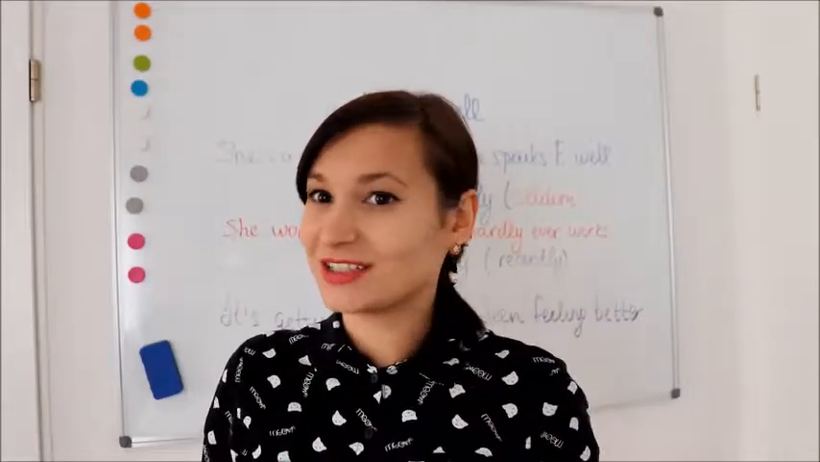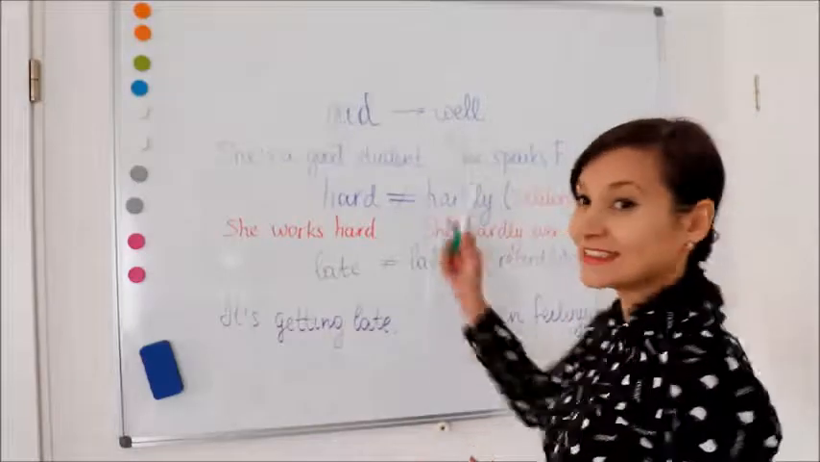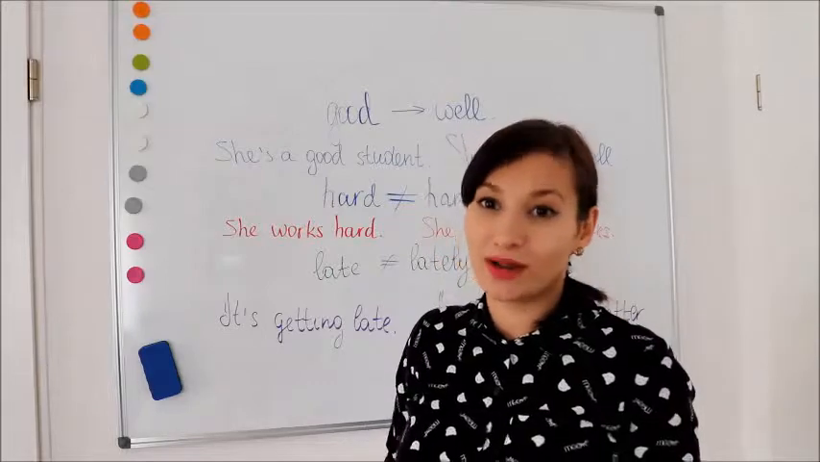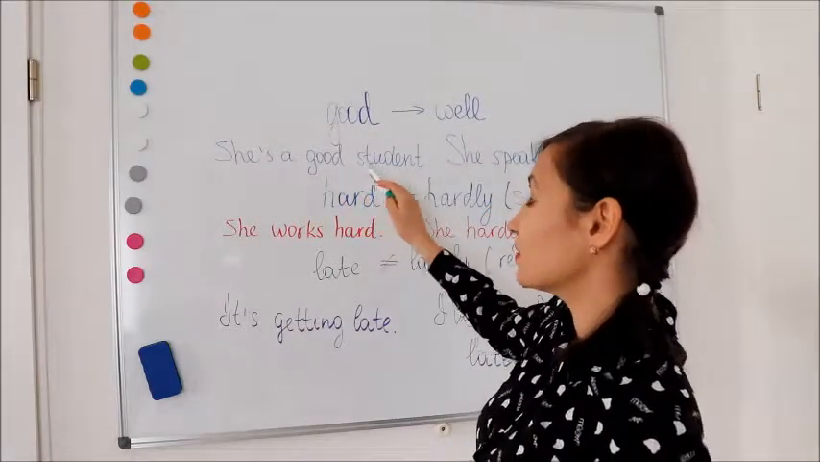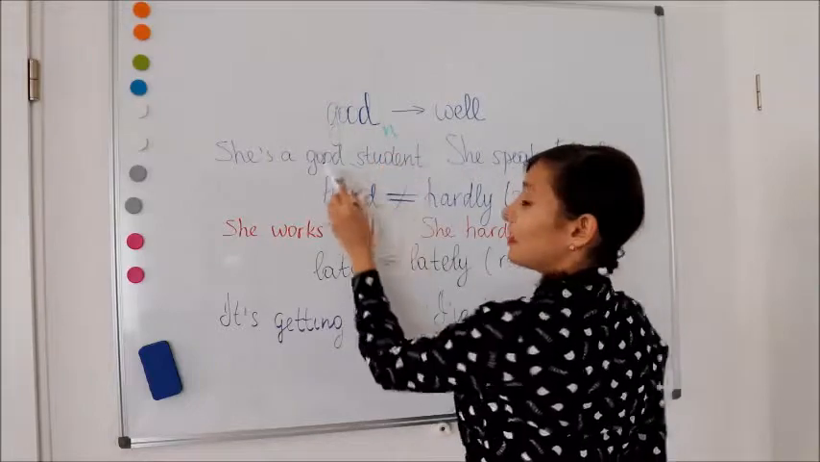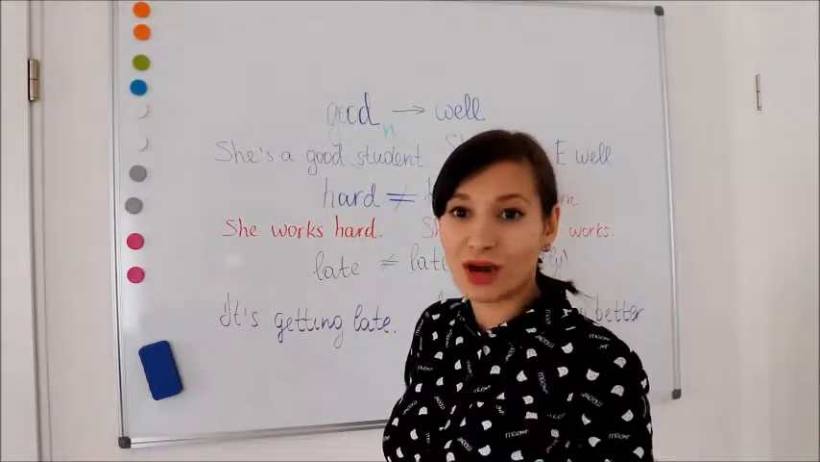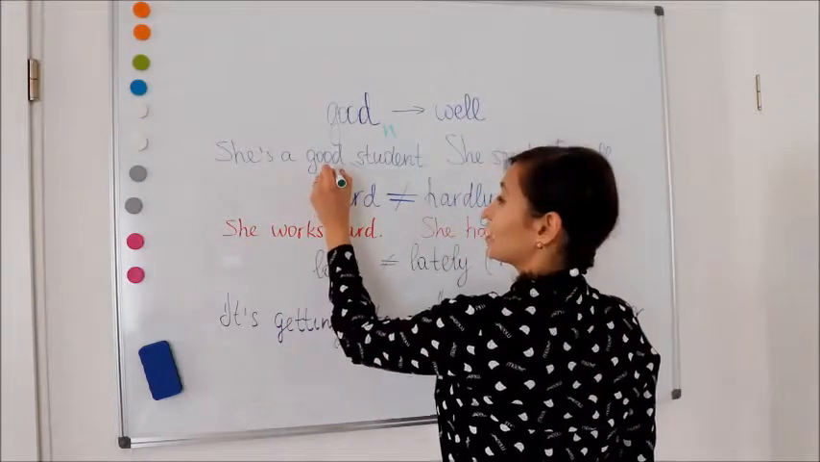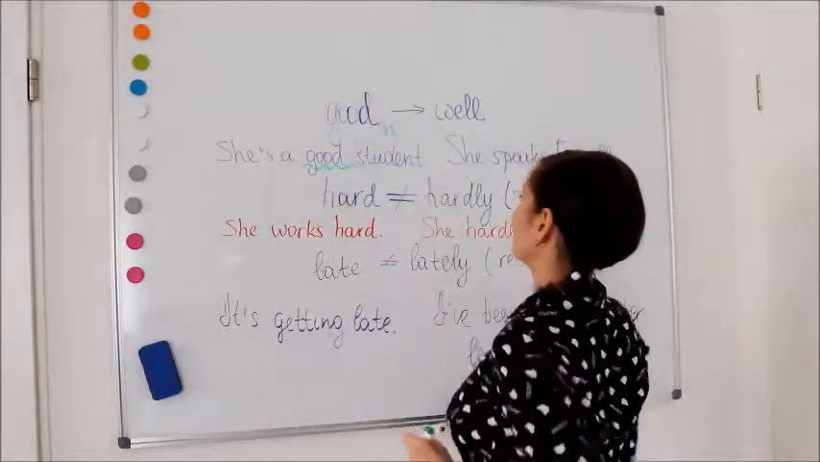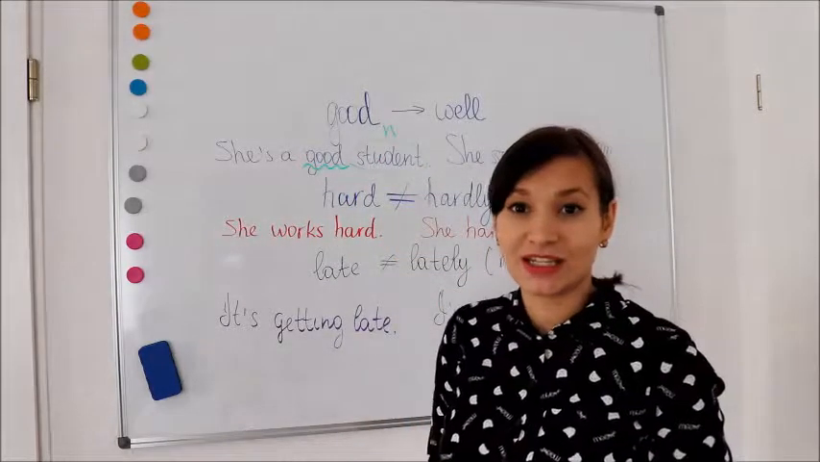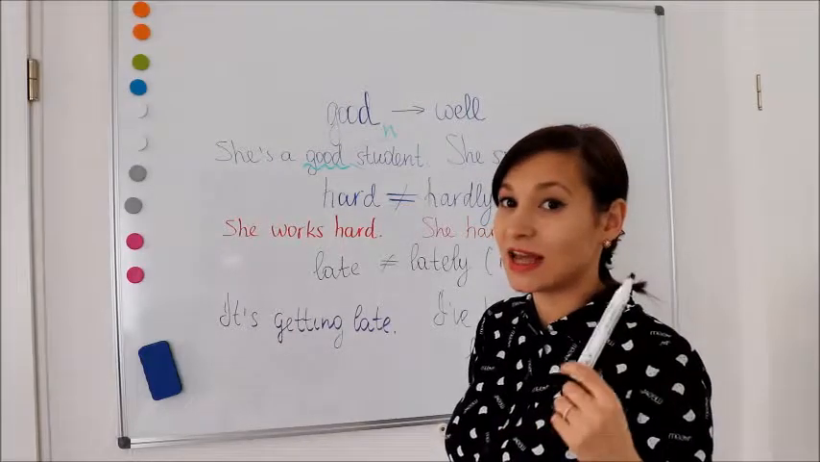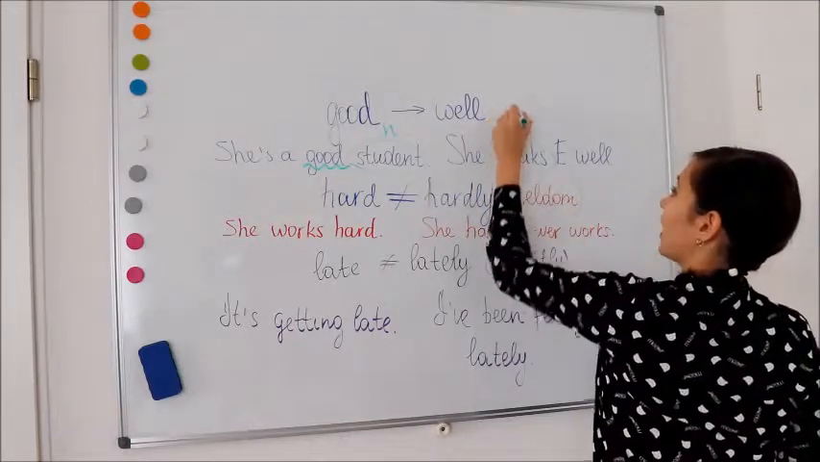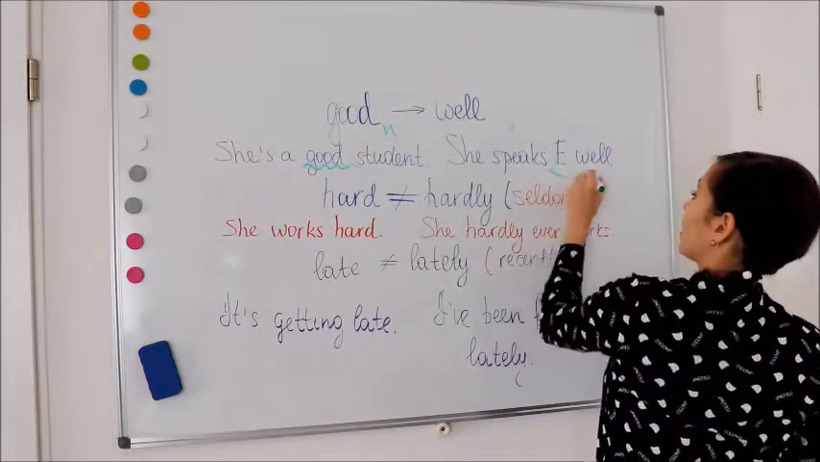Here comes your favorite part, exceptions. Good doesn't become goodly. Good becomes well. She's a good student. Student is a noun, and the word good describes the student. What kind of student is she? She's a good student, so it's an adjective. Good student. And she speaks English well. Here we've got an adverb because we are describing the way she speaks. How does she speak? She speaks well.